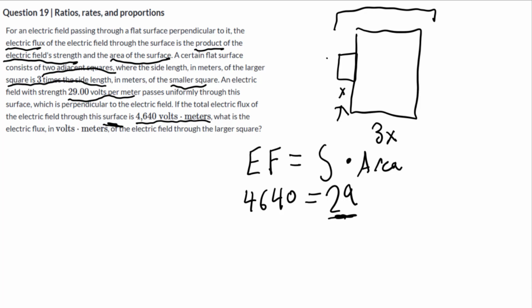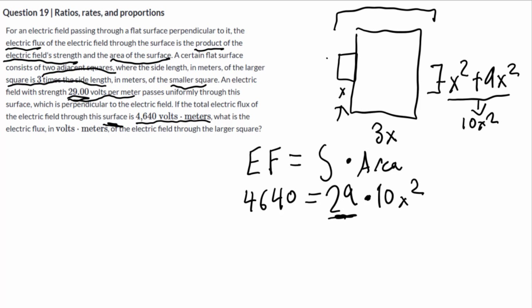29 is the field strength, which it said right here. And then the area, we can find this by solving what this area is equal to. Of course, we won't get what x is yet, but once we plug it in, then we can find what x is equal to. So this is just x times x, which is x squared, plus 3x times 3x, which is 9x squared. So these all go together to get 10x squared. And so we can multiply this together. We get 290x squared.